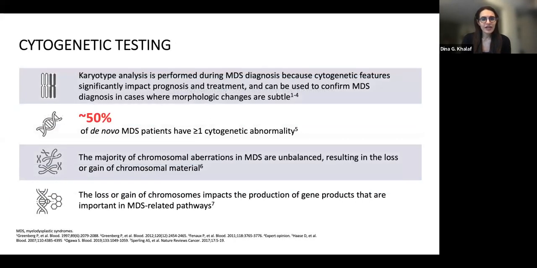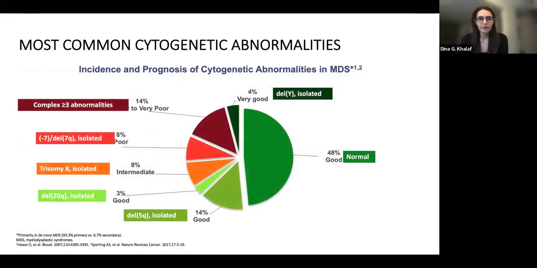So as I mentioned, genetic testing is very important. 50% of patients with de novo MDS would have more than one cytogenetic abnormality. And there are cytogenetic or chromosomal abnormalities that would carry good risk, such as the del5q. Some others would have normal risk, and others would carry poor prognosis, especially if they're multiple.